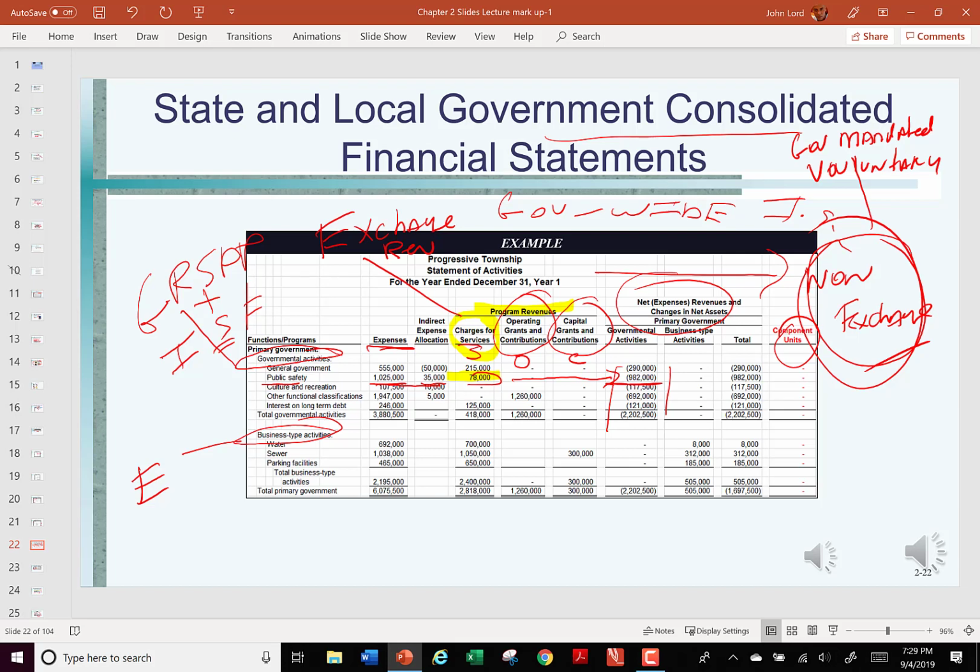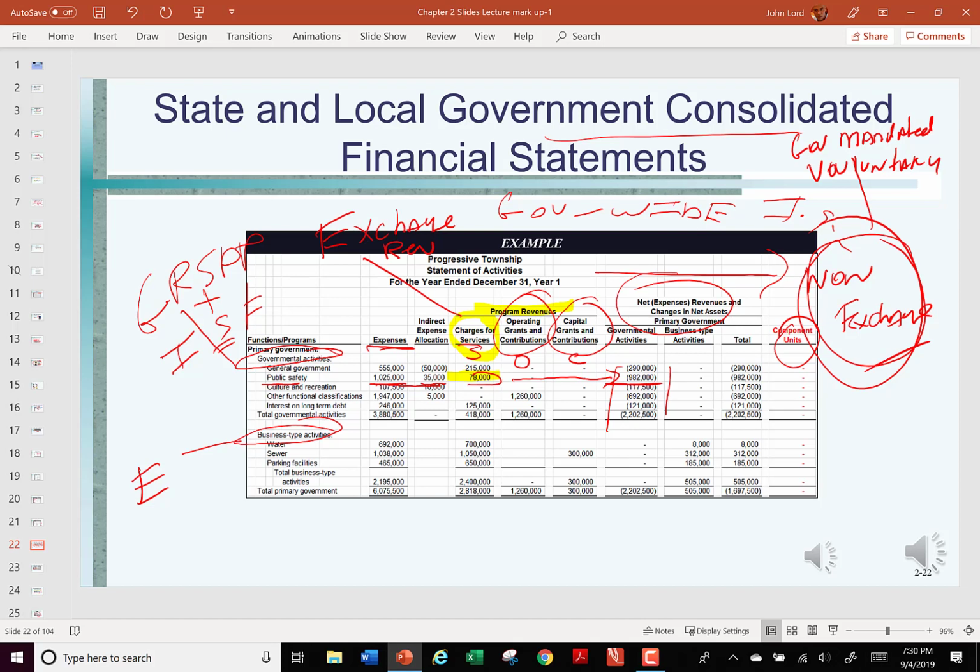Anyway, so yeah, that might be a charge for service, though, right? Okay, so what happens? You have the cost of providing public safety, both direct and indirect cost, the indirect cost allocation. But then we have charge for service, which helps defray these costs, right? So net, this government spent on public safety $992,000, because we had the $1,025,000 plus the indirect costs that got allocated minus this $78,000 charge for service.